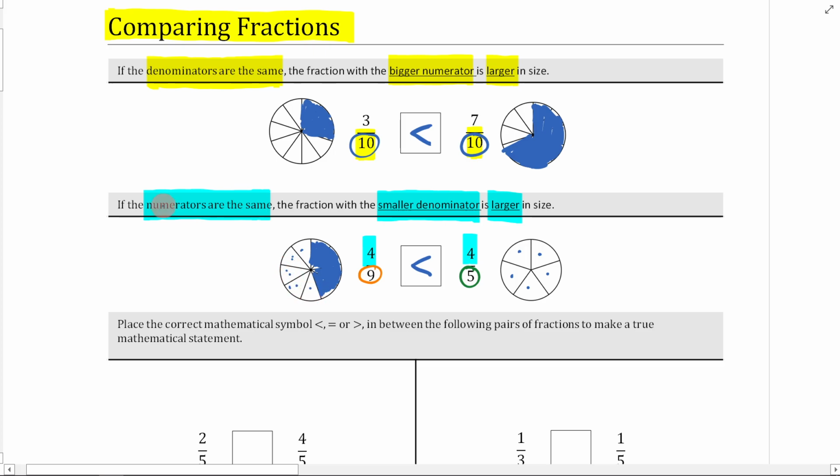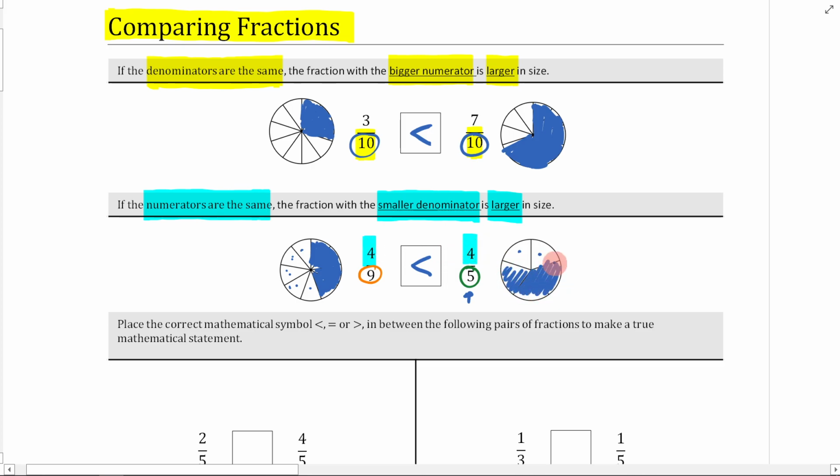So that's why when your numerators are the same, the fraction with the smaller denominator is larger. So do you see how this is a smaller denominator? Because it's a smaller denominator, it means that my circle has been cut up into less pieces. So each of those pieces are bigger. So therefore, the one with the smaller denominator is going to be larger in size. That's what you really have to take home here. The one with the smaller denominator, when the numerators are the same, is going to be bigger.